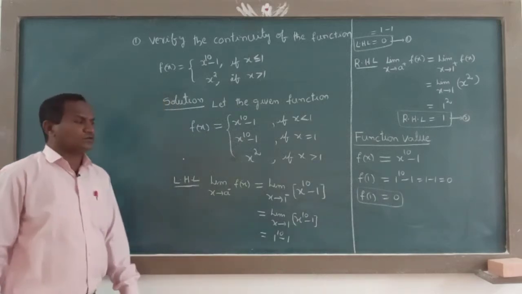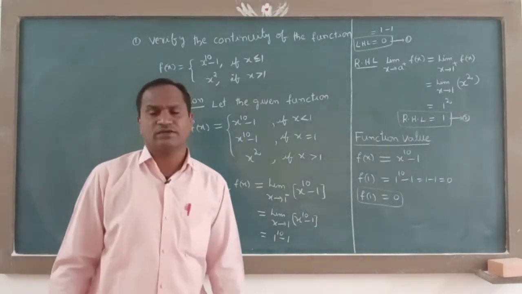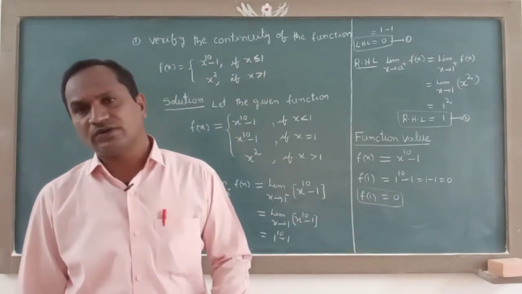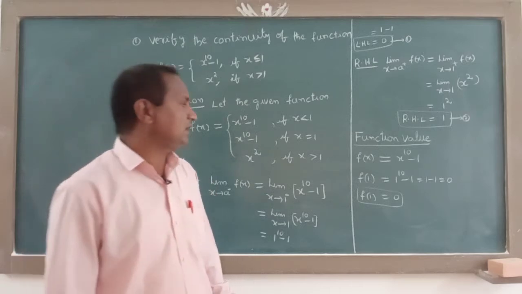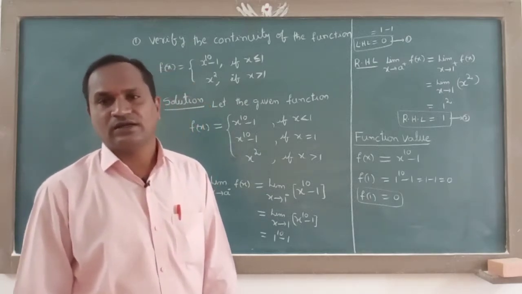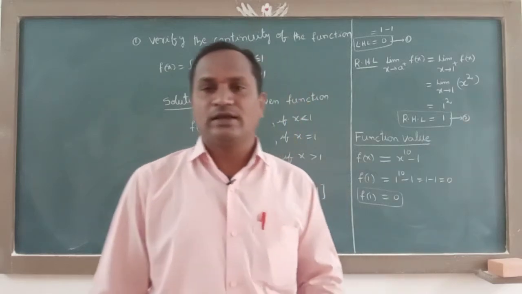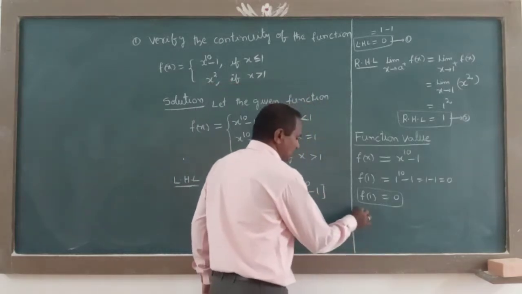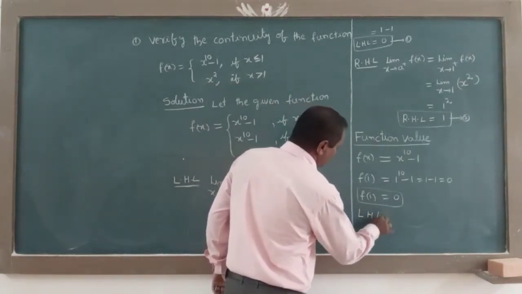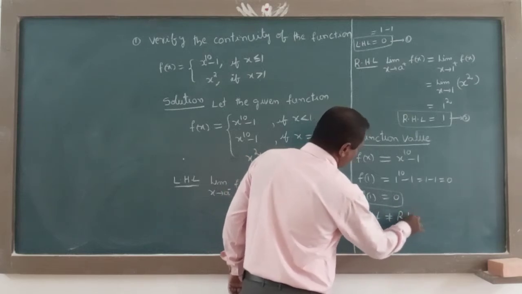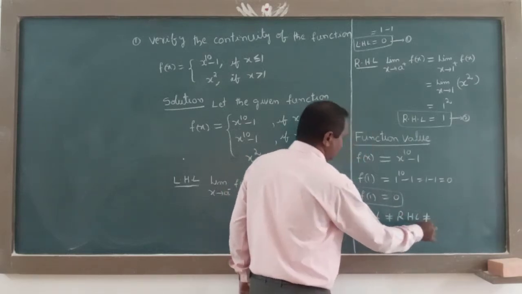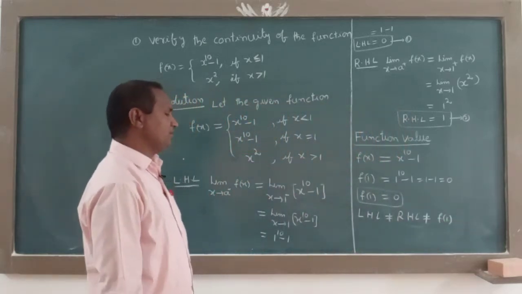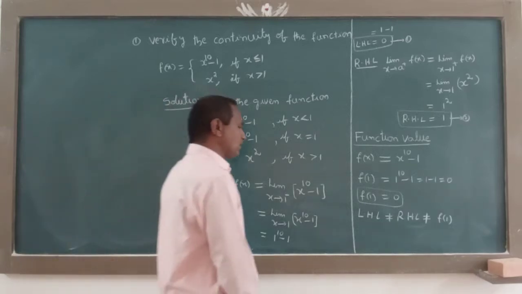LHL is not equal to RHL, and at the same time RHL is not equal to function value. That's what we can tell: the given function f of x is not continuous, or we can say discontinuous, at x is equal to 1. See how: here we are getting LHL is not equal to RHL is not equal to function value f of 1. Therefore, the given function f of x is said to be discontinuous or non-continuous.